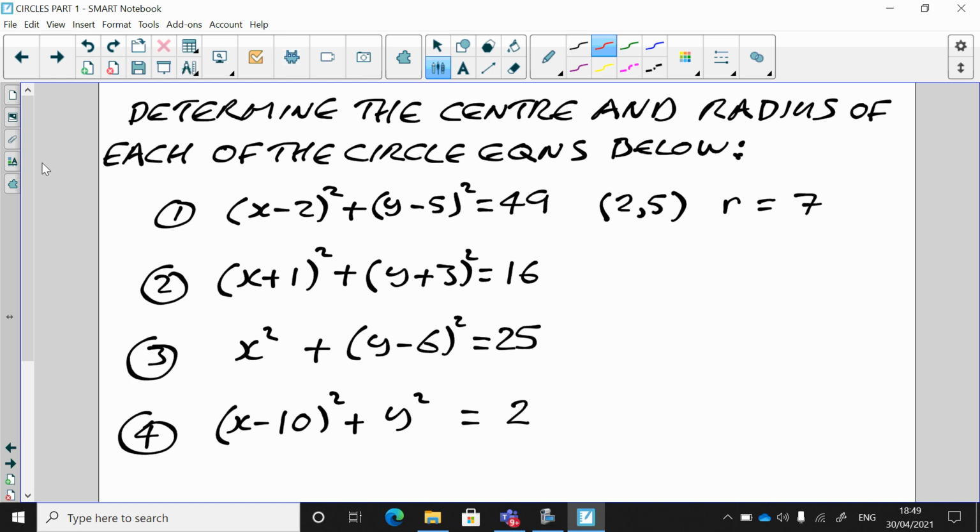Let's think about the second one. +1, +3. We've got that there. So +1, +3. That means the centre's going to be -1, -3. And the radius is square root of 16, which is 4.